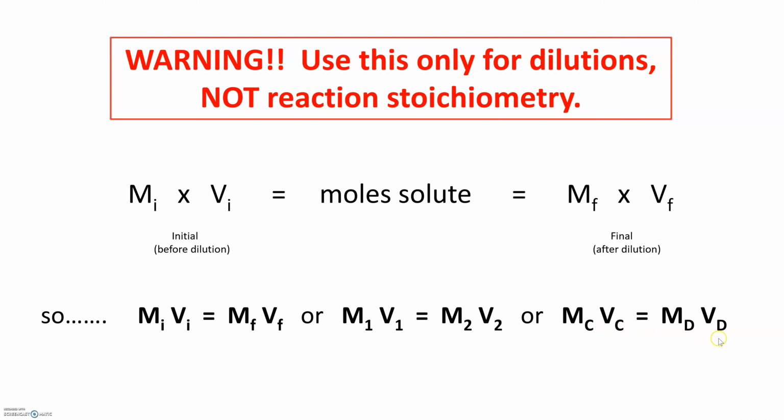Or the last one, which is the one that I like to use, which is McVc for the concentrated version, your starting amount that's more concentrated, equals MdVd for the diluted version, sort of the ending point of that. It helps me to focus on getting the information out of the problem and correctly identifying what goes where. All right, now we're ready to actually apply this relationship and see how this works in a real problem.